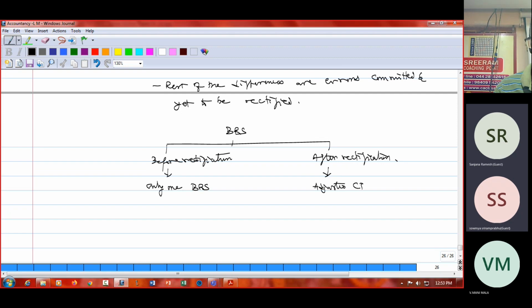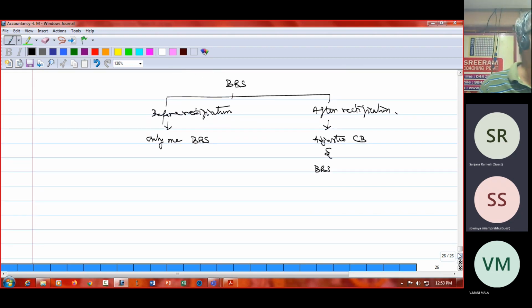Adjusted cash book and BRS. What is that? Only one BRS. Here, adjusted cash book and BRS. Shall we proceed?